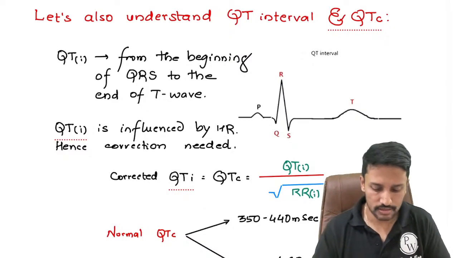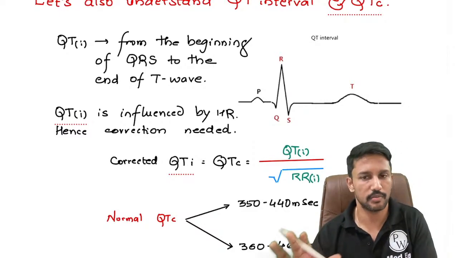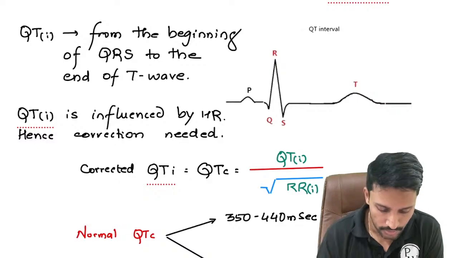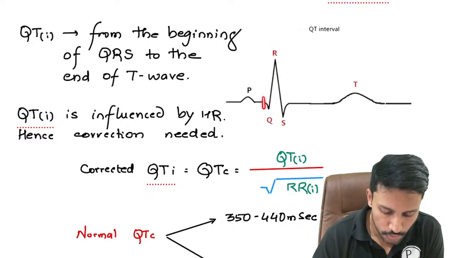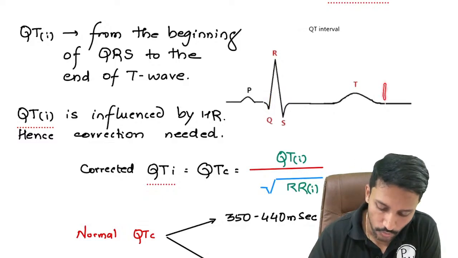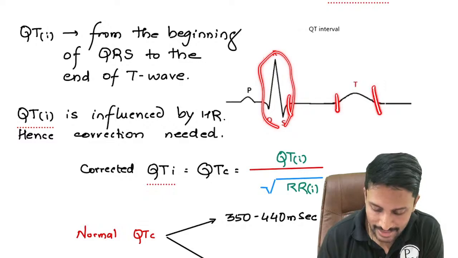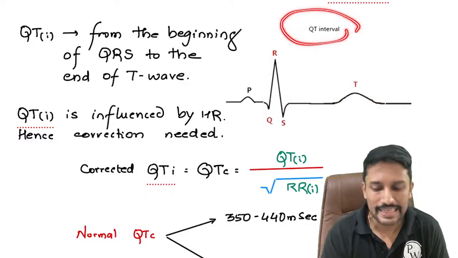So we'll understand what is QT interval, and then we will take up hyperkalemia, hypokalemia, hypercalcemia, hypocalcemia. Okay. So what is QT interval? It is the interval which begins with the beginning of the QRS complex. That is the beginning of Q. If Q is not visible, the beginning of R wave, and ends with the end of T wave. So it includes QRS complexes, ST segment, and the T wave. Collectively, we will call it as QT interval.